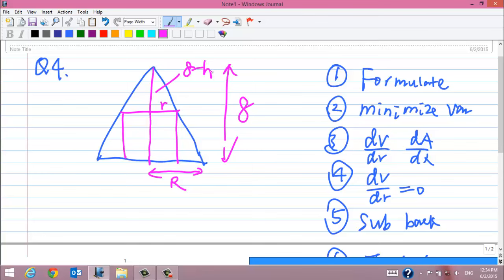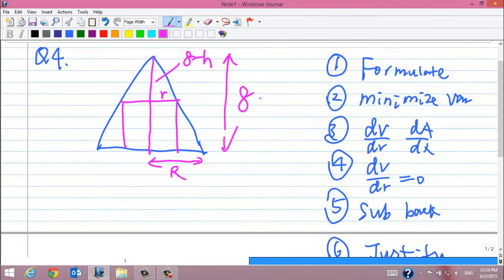Now we need to formulate. We need to see this question is a maximum curved surface area of the cylinder. So of course the first step we will formulate. So I'll formulate the area. Okay, I will define this as h. This is the cylinder height h. So A equal to 2 pi r h. Now this is step 1. We formulate.